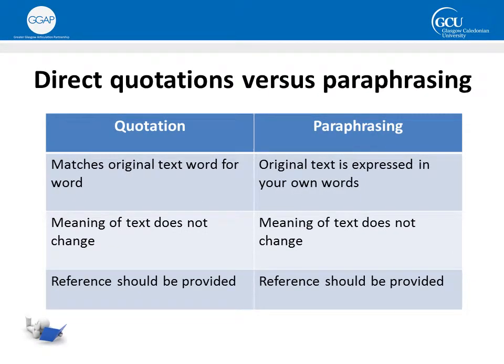The table in this slide summarises the key features of direct quotations and paraphrased texts. To directly quote means to use the exact wording that the author has used. Quotations have quotation marks and usually contain just a small segment of text. Paraphrasing, unlike quoting, doesn't match the original text word for word and instead involves putting the text into your own words. Now, very importantly, paraphrasing changes the original wording, but it doesn't change the meaning of the text. Whether you're quoting or paraphrasing, you still need to provide a reference to show where the idea has come from.